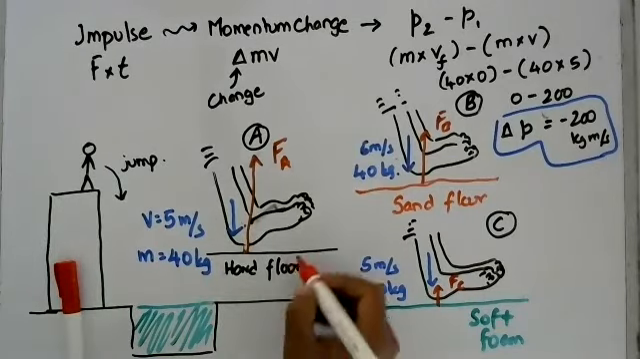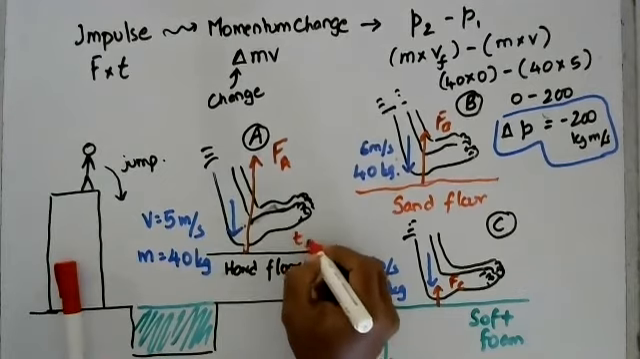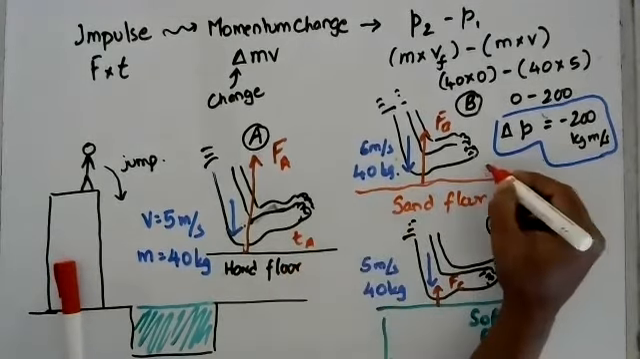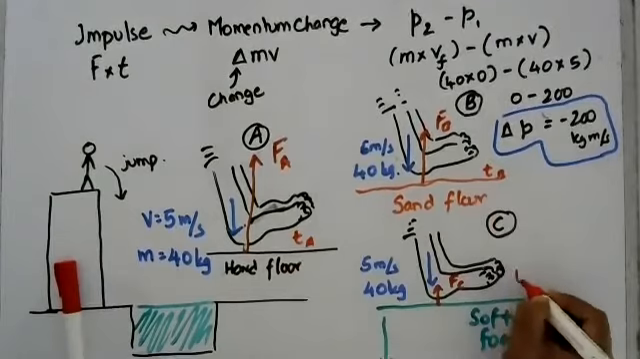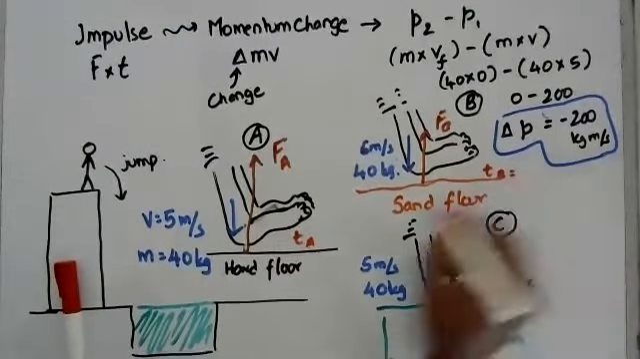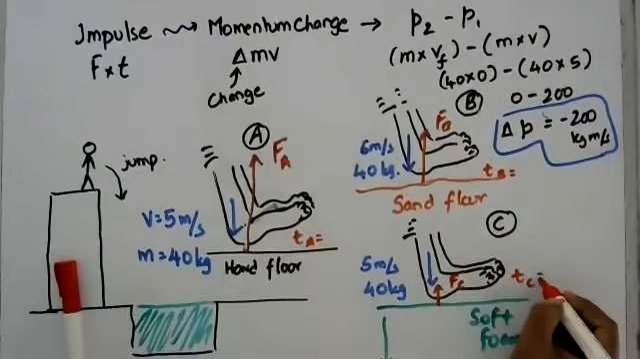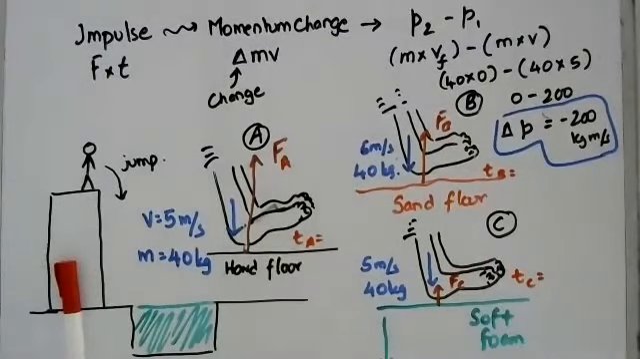So what about time? Time in situation A, time in situation B, and time in situation C. First of all, are they the same? No. What time? The time required to bring the momentum from something to zero. That time we are talking about. A, B, C are in ascending order.